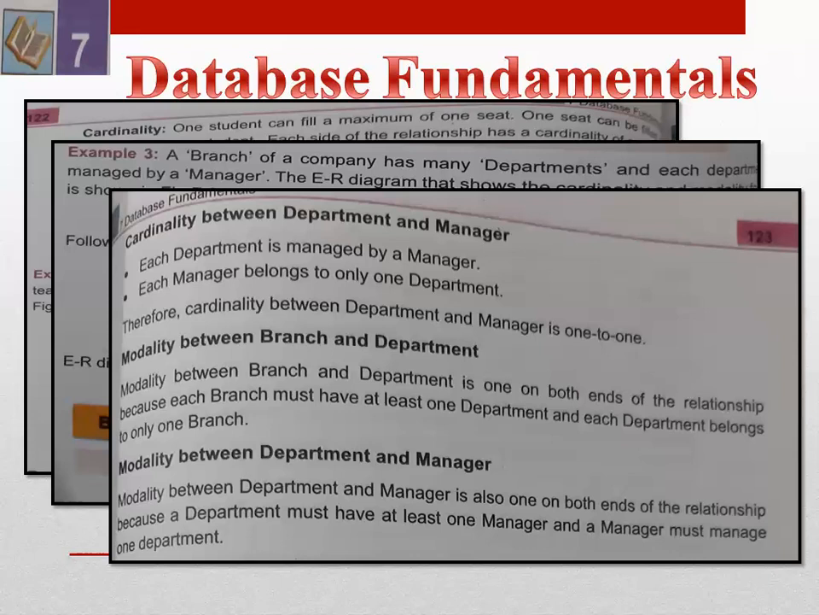And if you check the modality between branch and department, it is one on both ends of the relation, because each branch must have at least one department and each department belongs to only one branch. And modality between department and manager is also one on both ends of the relation, because the department must have at least one manager, and a manager must manage one department. So modality on both ends is one to one.